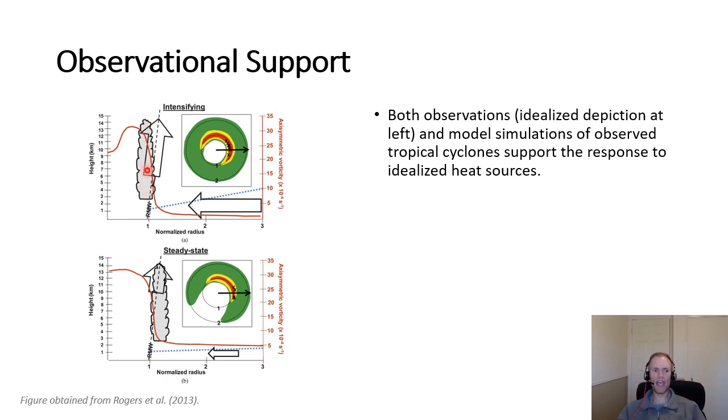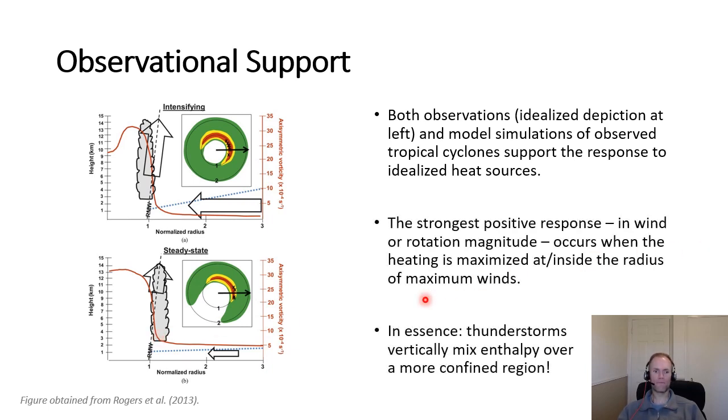If you can get it at or inside of the radius of maximum winds, you get a stronger response in terms of the tropical cyclone. Whereas if it's at or just outside of the radius of maximum winds, this is enough to help sustain the cyclone, but not necessarily to lead to its intensification. And so in essence, we're really tying back to the idea of what thunderstorms are doing. It's just where you are mixing that enthalpy, mixing that entropy.